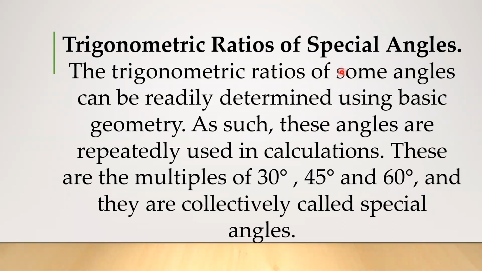The trigonometric ratios of some angles can be readily determined using basic geometry. As such, these angles are repeatedly used in calculations. These are the multiples of 30, 45, and 60 degrees, and they are collectively called special angles.